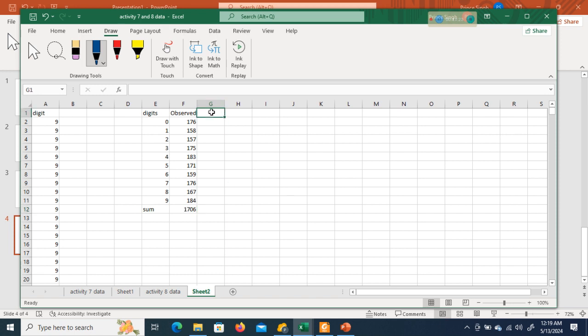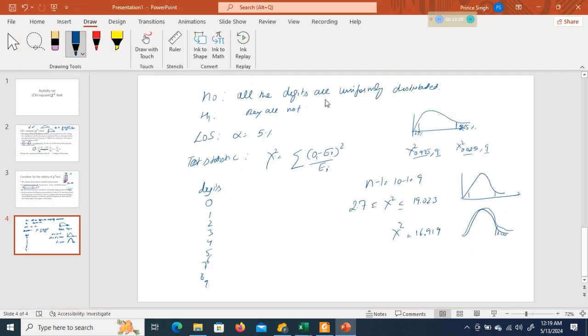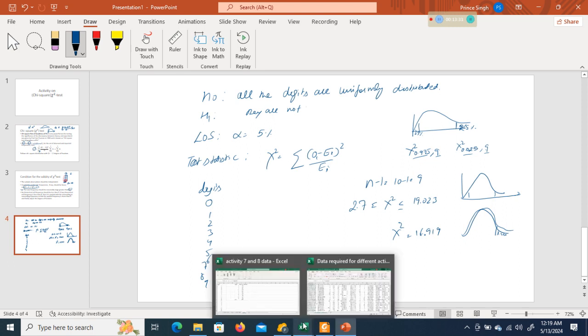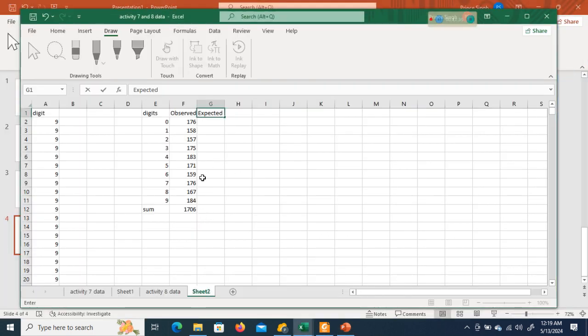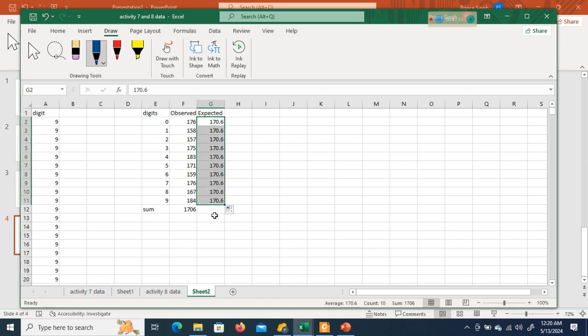So what is my expected frequency? My expectation is that all the digits are uniformly distributed, meaning all the digits should be repeated an equal number of times. So if 1706 is the total frequency, I'm expecting that all the digits should be repeated 170.6 times. Although it is not the exact number, I can expect that so that the total observed and expected frequency should be the same. So all the digits are uniformly distributed.